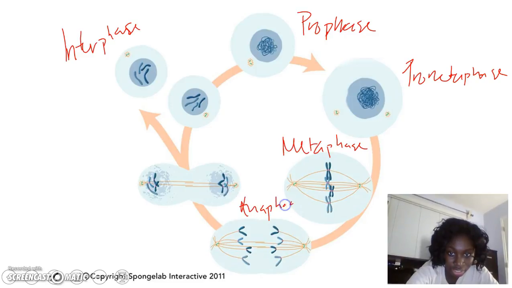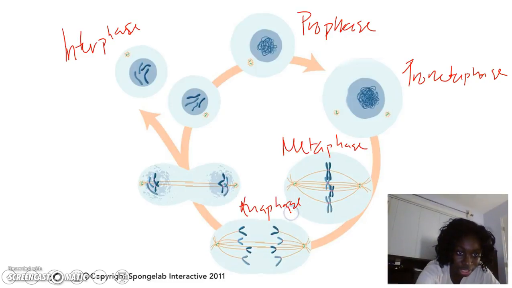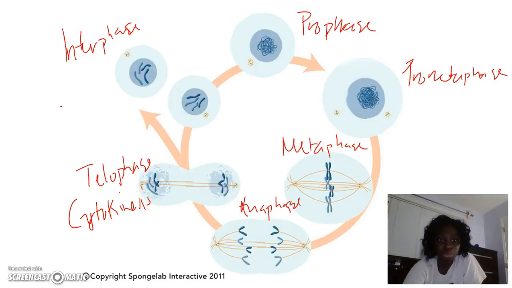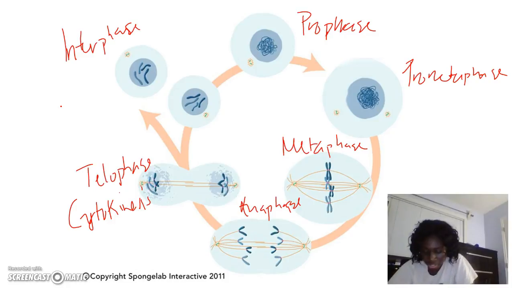And in telophase and cytokinesis, the nucleus has split, and in cytokinesis, the cytoplasm, as well as the rest of the organelles, have also split. And you can see in the end, the result is two diploid daughter cells that are completely identical.